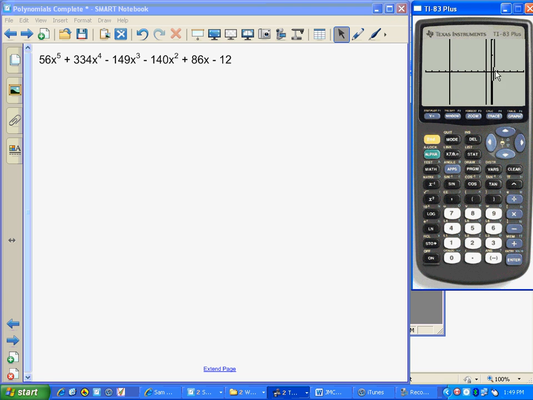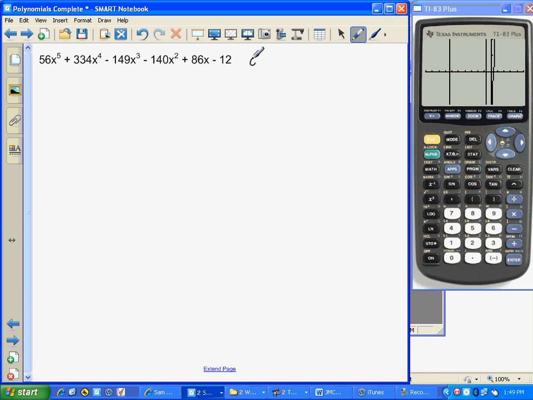Yep, it looks like 1, 2, 3 roots that I've got. I've got one that's between 0 and negative 1, one that's between 0 and 1, and one that's between negative 6 and negative 7.